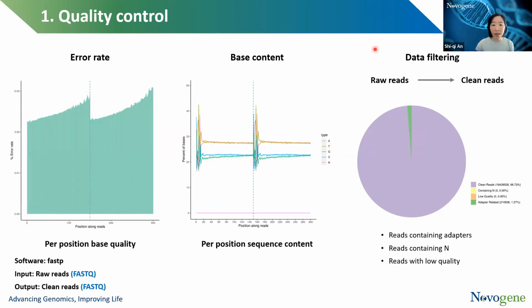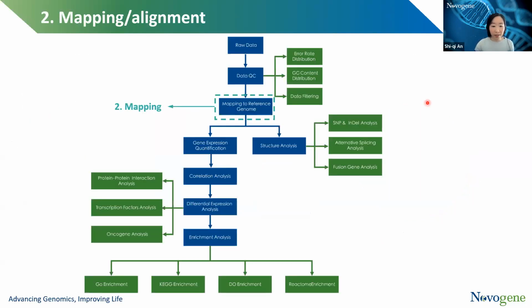And importantly, there is a data filtering step here, and that is the step that really cleans up the data set. It is going to remove the reads containing adapters, the reads containing ambiguous readings, and also reads with low quality. So you'll end up with clean data. This just shows the quality of our sequence is really high, so only a very small proportion of reads will be filtered away. Okay, so now we have clean data in hand.